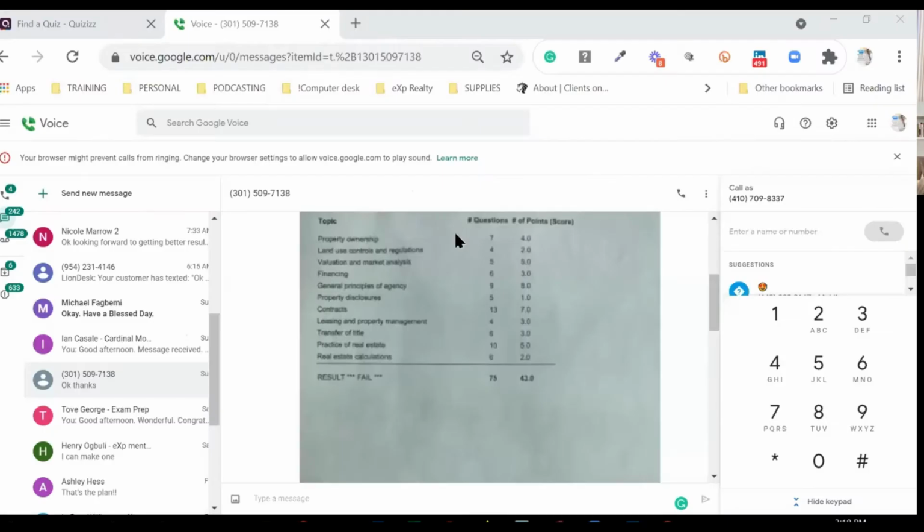Hold on, let me play this. Practice of... since I took this test a month ago, it's just so much information to keep maintaining that I get rusty.